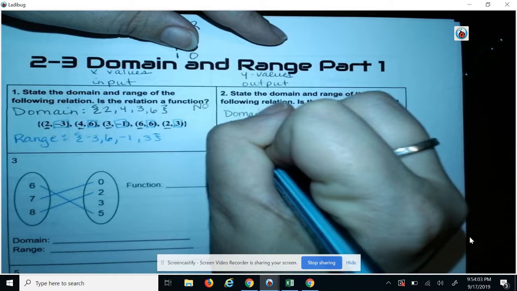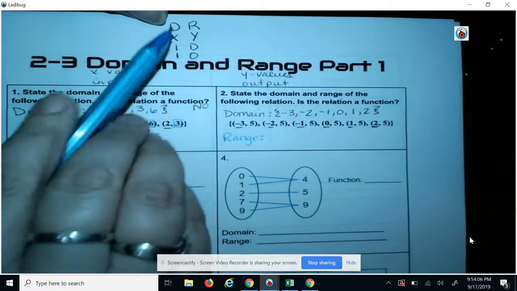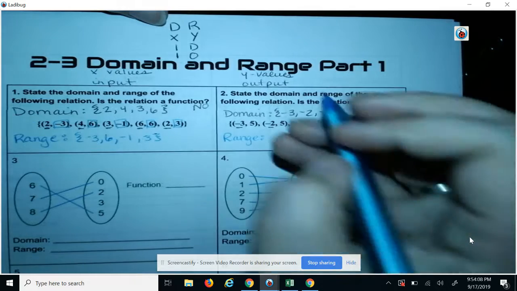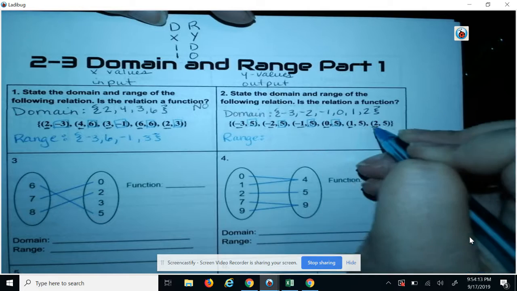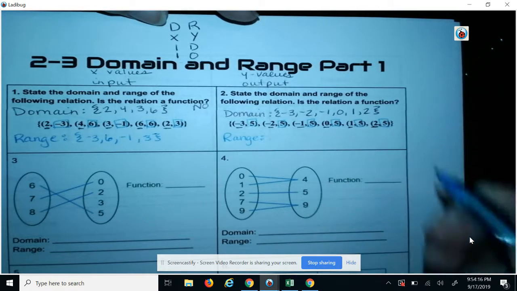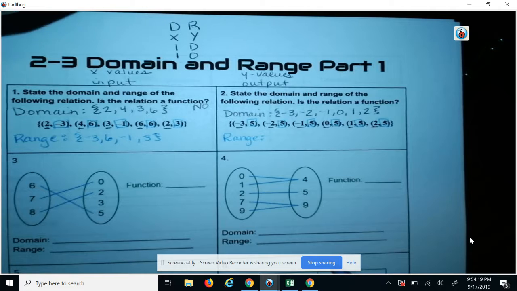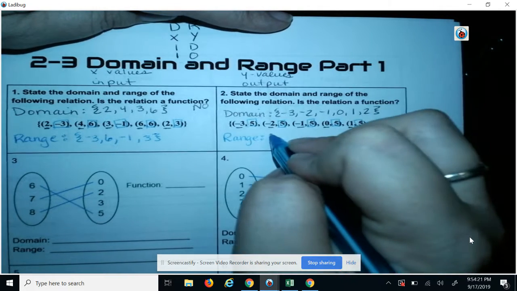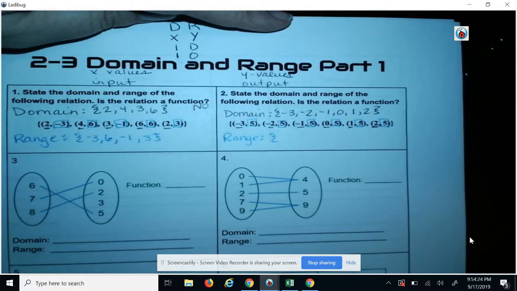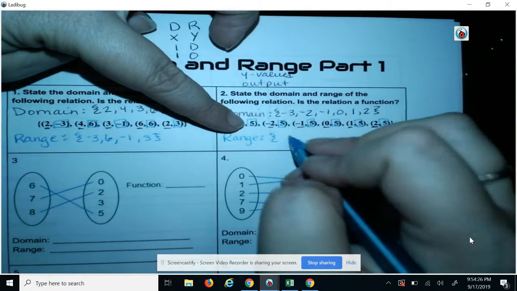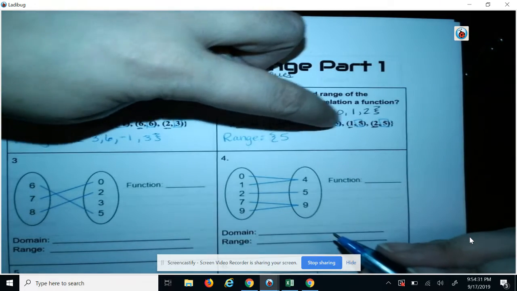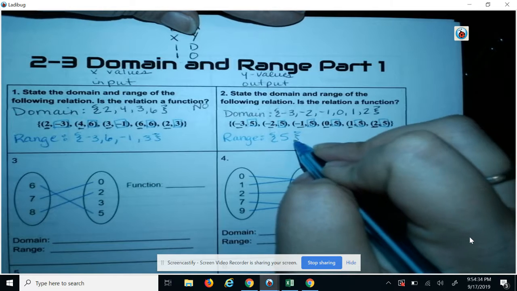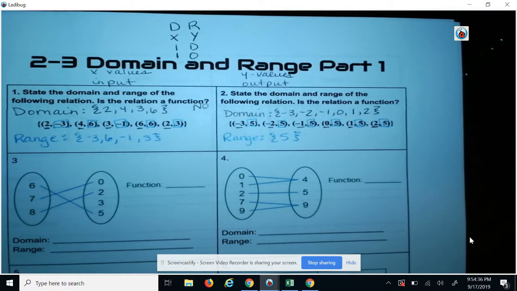Range means the y, and our y is the second numbers here. Now, if you haven't noticed already, something looks fishy there. So we make our set with curly brackets. That's a 5. Oh, but that's 5, and that's 5, and that's 5, and they're all 5s. I don't want to write 5 that many times. I'm going to write 5 one time, and that's my set. It's okay to have one number in the set.